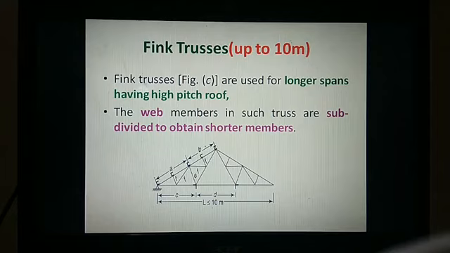And the next one is the fink truss. Up to 10 meters you can make use of this fink truss, which is used for longer spans having a high pitch roof. If the span is more than 5-6 meters, up to 10 meters, you can make use of it. The pitch is more, and the web members in such trusses are subdivided to obtain shorter members, so all major members are horizontal and inclined members.